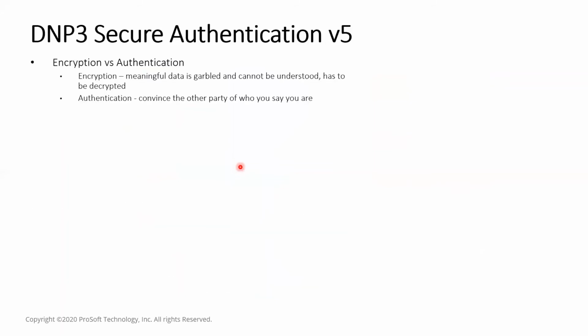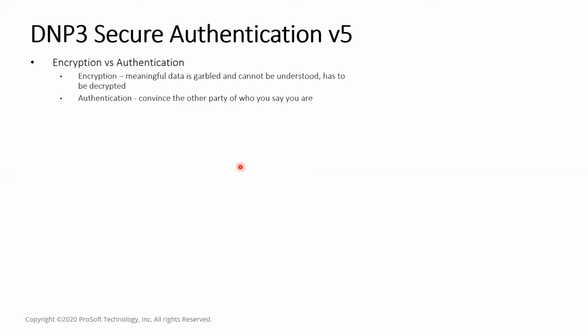I mentioned authentication. I think it's very important to understand that there is a difference between encryption and authentication. Encryption, which is very common in IT, is where data is all garbled. Your zeros and ones are all mixed up, and you can't really understand it, and it has to be decrypted when it gets to its destination. Authentication, on the other hand, is more about convincing the other party that you are who you say you are.